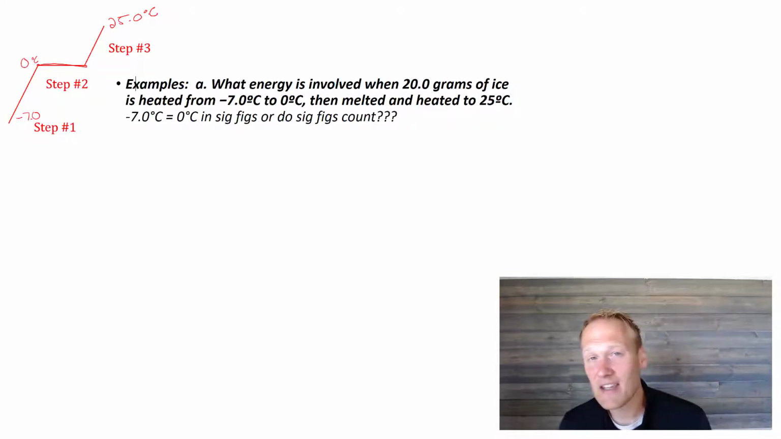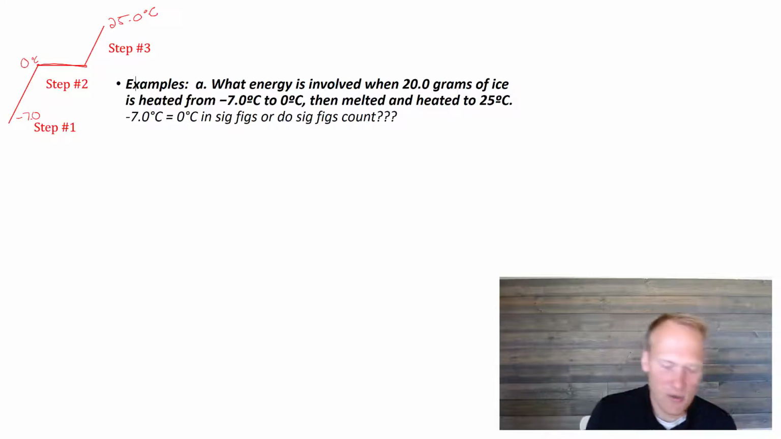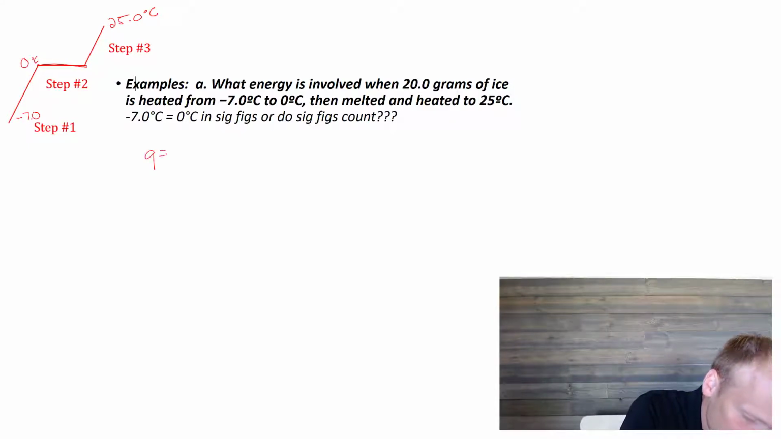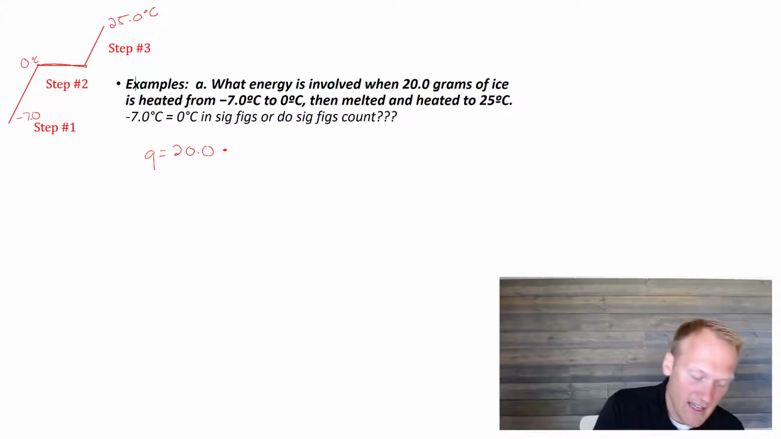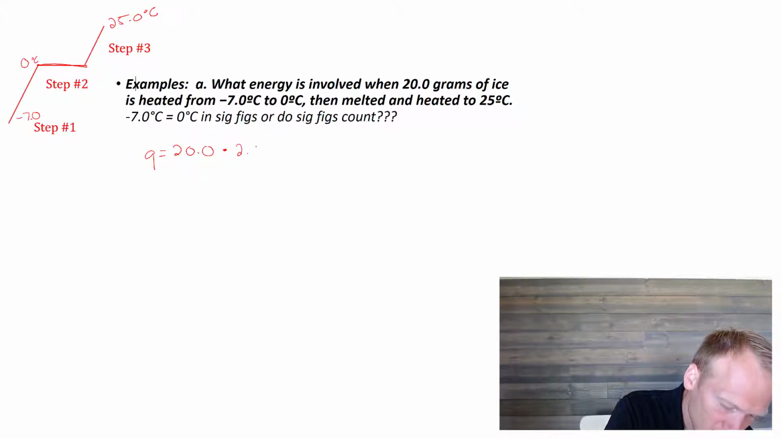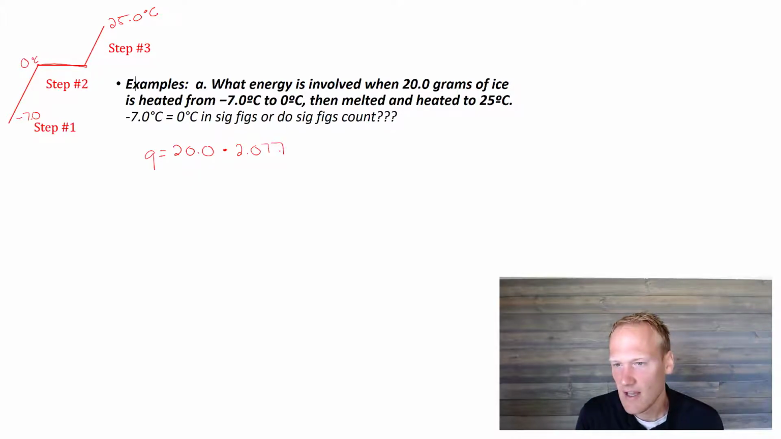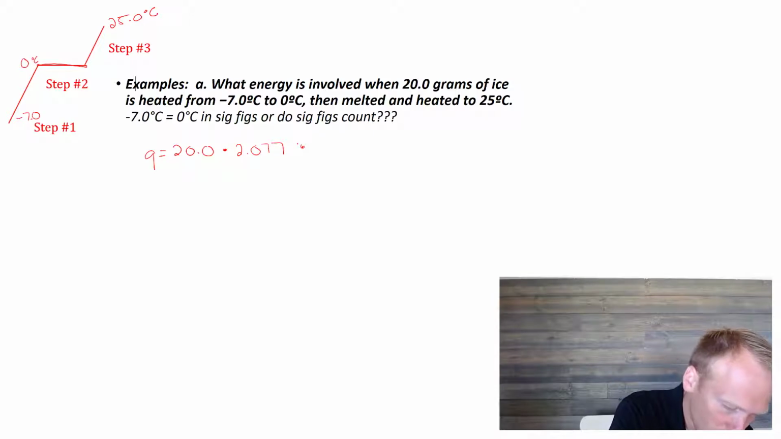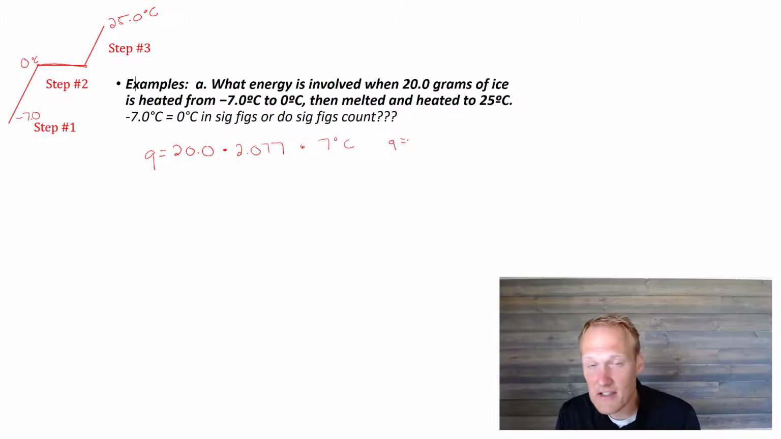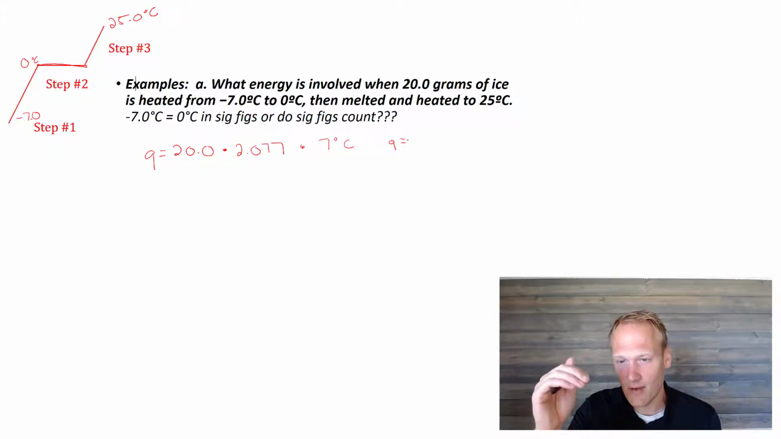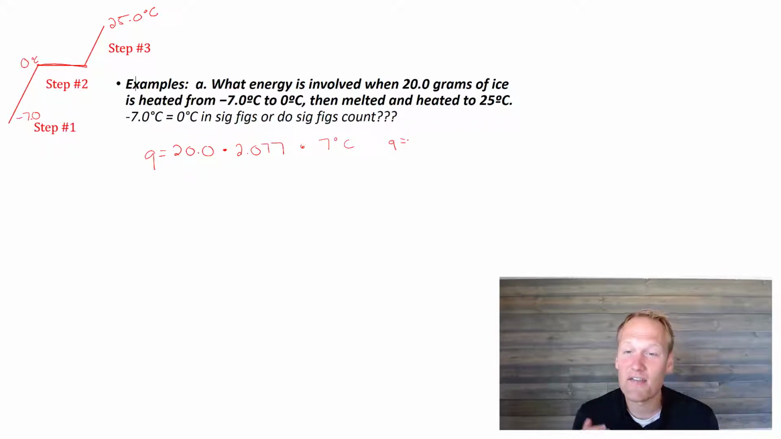As long as we're within the same phase, we just use Q equals mCΔT. So Q equals the mass, which is 20 grams of ice. Now we need the specific heat of ice, and if you look on your equation sheet, you will see that it is 2.077. Then we need the temperature change. We're going from negative 7 to 0, that's a positive 7 degree change. If we solved that out, it would give us the amount of heat to go from negative 7 to 0.